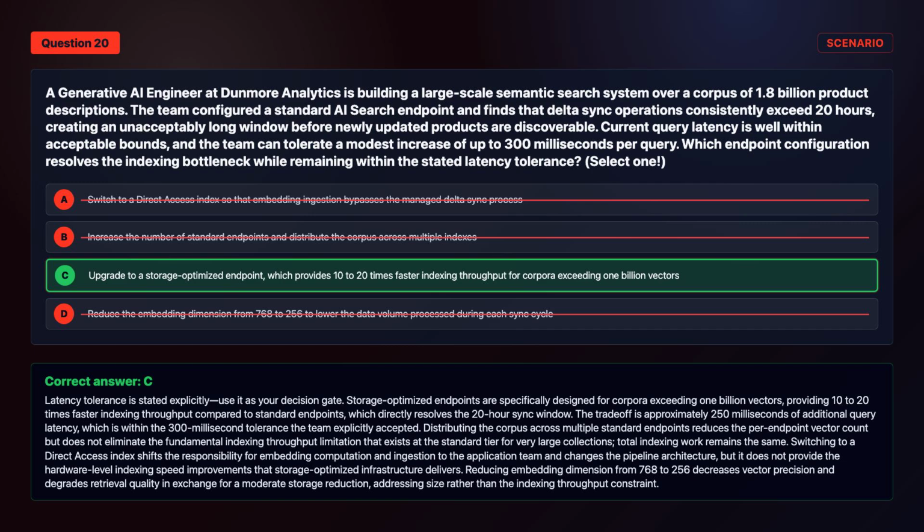Switching to a direct access index shifts the responsibility for embedding computation and ingestion to the application team and changes the pipeline architecture, but it does not provide the hardware-level indexing speed improvements that storage-optimized infrastructure delivers. Reducing embedding dimension from 768 to 256 decreases vector precision and degrades retrieval quality in exchange for a moderate storage reduction, addressing size rather than the indexing throughput constraint.